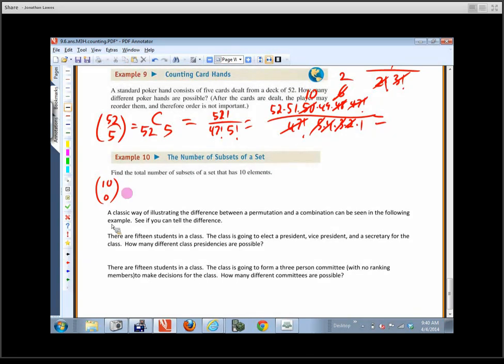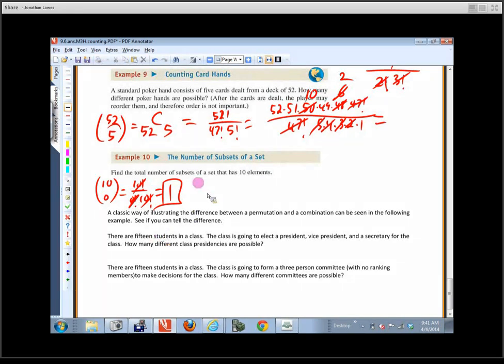So let's see if this formula works. This would be 10 factorial over 0 factorial and 10 factorial. Okay, remember what 0 factorial is? 0 factorial is 1. 10 factorial over 10 factorial, I get one answer. One way to do that. Okay, now that's not the only subset.